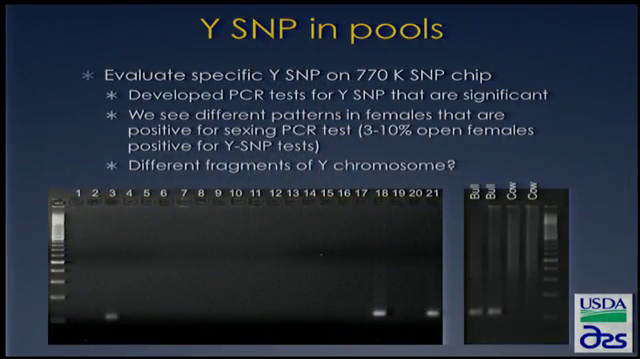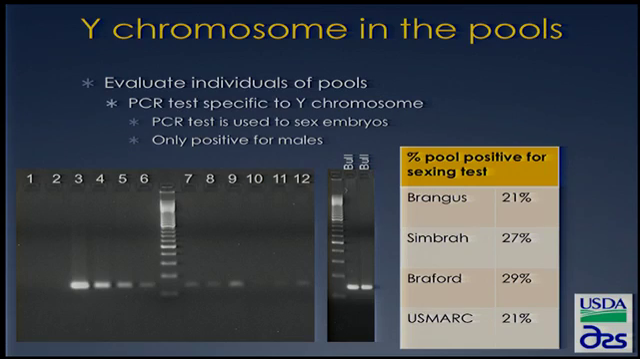So now we wanted to look at SNPs that were specific to the 770 chip. So we identified a number of SNPs that we wanted to look at that were positive for open females on the chip, but not just look at the pools, we wanted to look at the individuals that compose those pools. And so we have 21 animals here, all females, and keep in mind these animals were positive for this test.